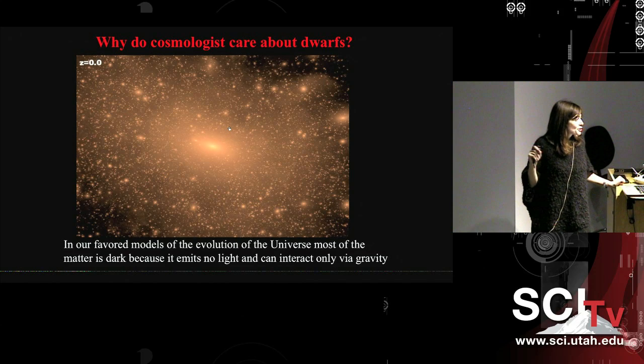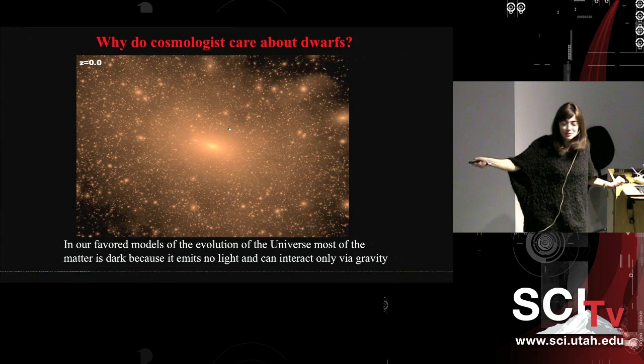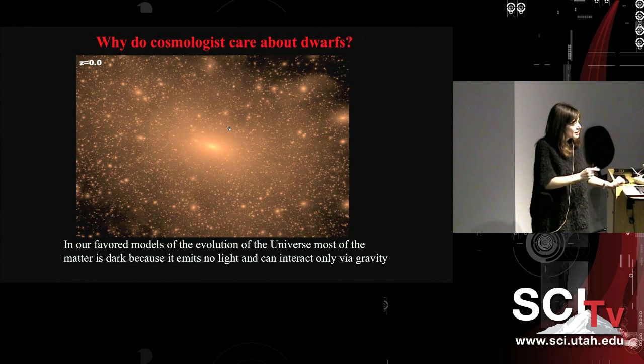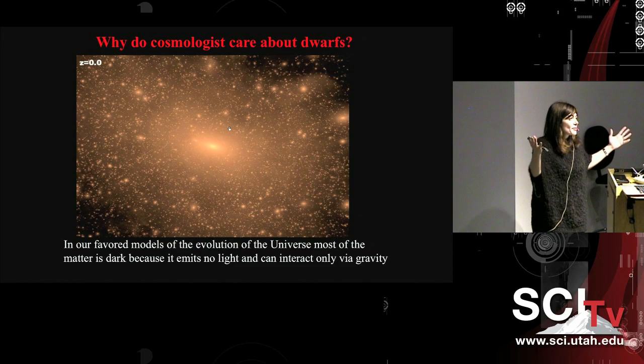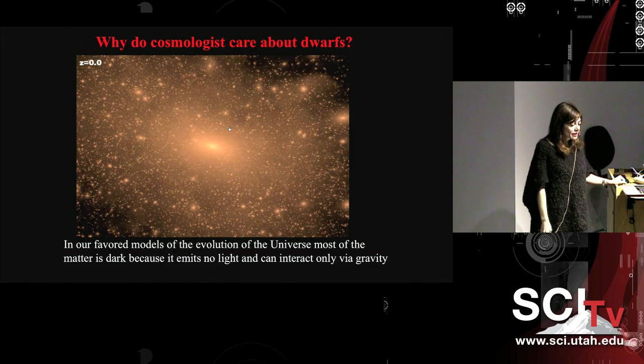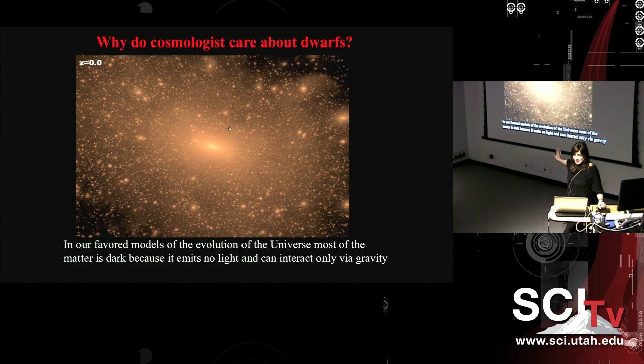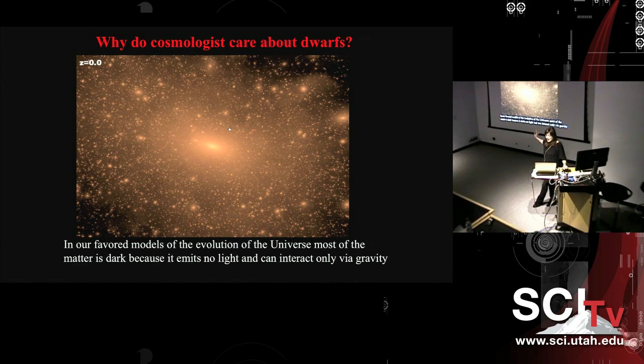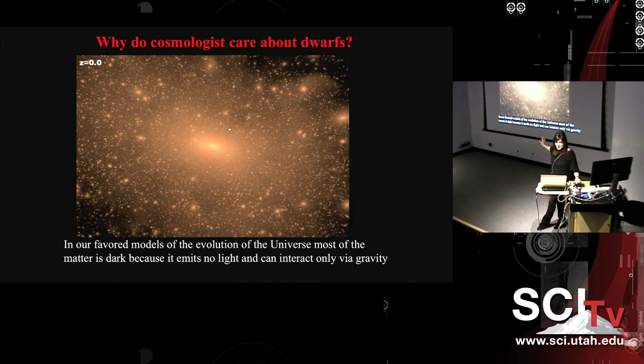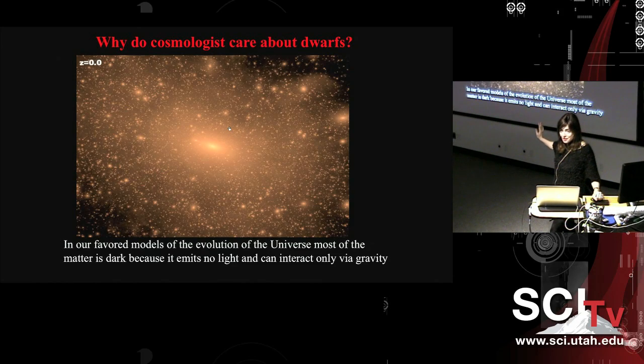There's a distribution. Some will be very, very small. Some will be larger. The maximum size of a clump should be something like one of these dwarfs, a few kiloparsec in radius. So we can predict with the theory how many clumps are expected in the Milky Way and how massive they should be: a distribution for the mass, a distribution for the size.